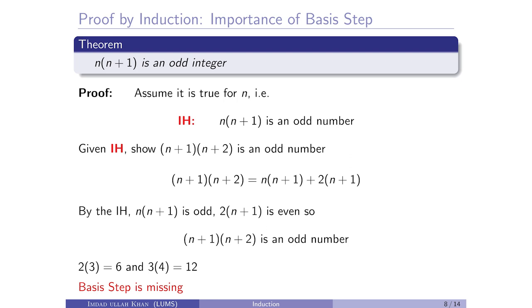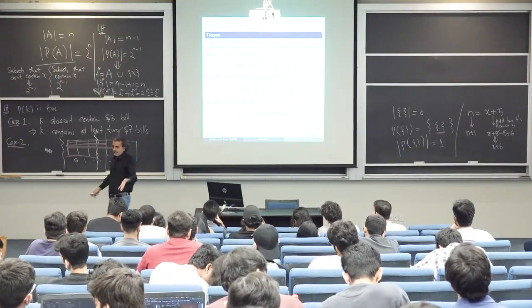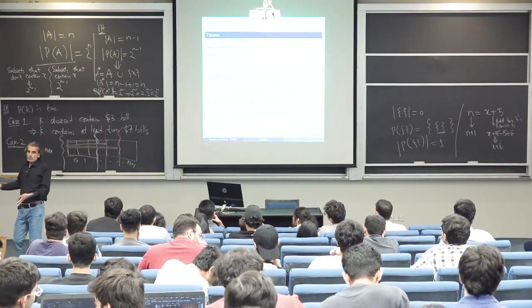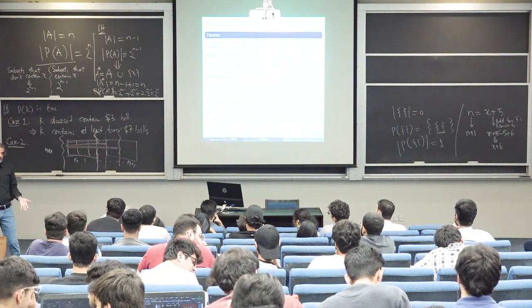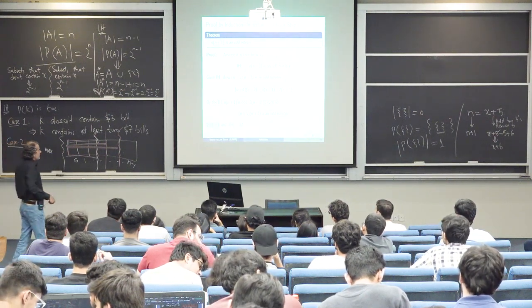We add 1 to it, it becomes n plus 1. We add n plus 2 over here, it becomes this thing, we open it up, and through the inductive hypothesis we know this is odd, and this is even plus odd, so hence it's odd. But she's disagreeing with that. If we take n equals 2, n plus 1 is 3, 2 times 3 is 6, and 6 is not odd. Then the hypothesis is wrong.